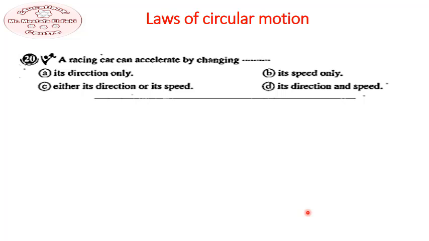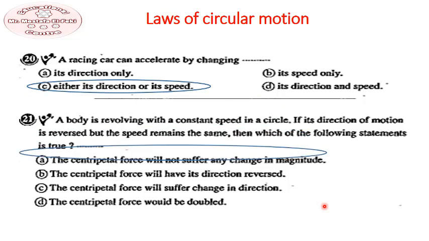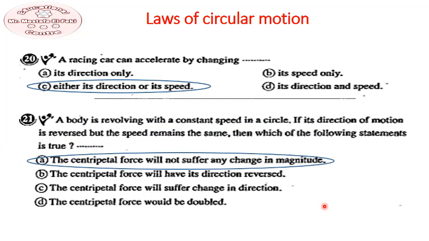A racing car can accelerate by changing either its direction or its speed. A body is revolving with constant speed in a circle. If its direction of motion is reversed, but the speed remains the same, then which of the following statements is true? If the object moves in a certain direction, then the direction of motion is reversed, the force is still toward the center and its magnitude is constant. So the centripetal force will not suffer any change in magnitude or direction.